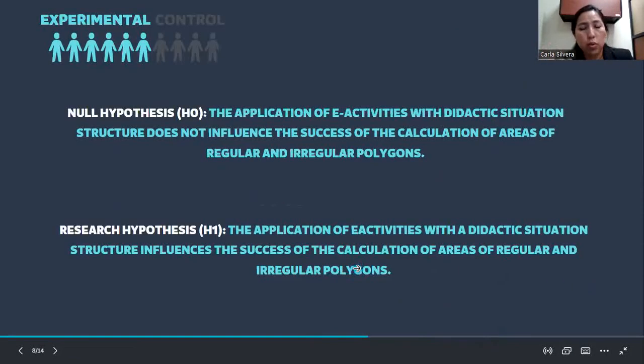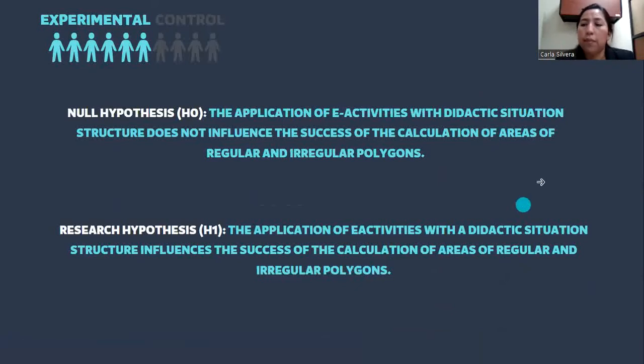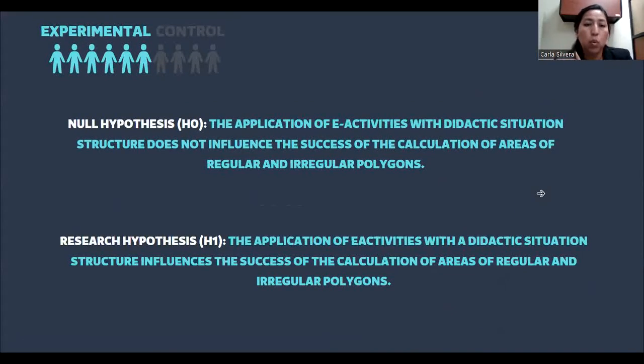Before going into the results, we have to remember that we are going to have 2 different hypotheses. The null one, that means that the didactic situations don't influence the success of the results. And the research hypothesis, that means that didactic situation and structure influence the success of the calculation of areas.